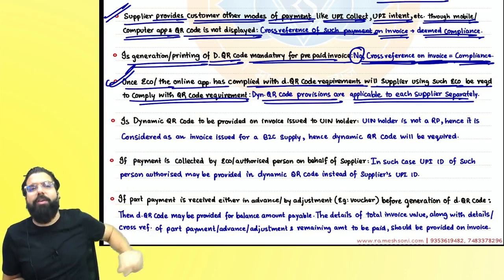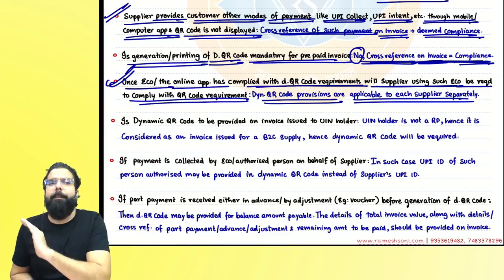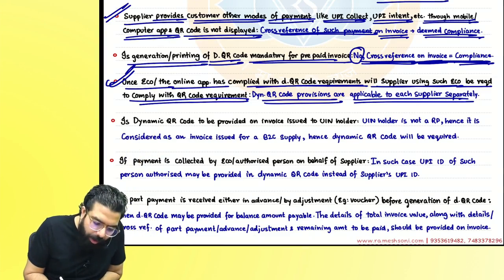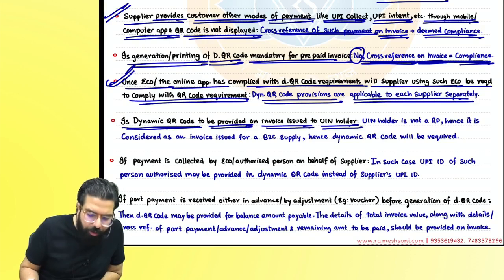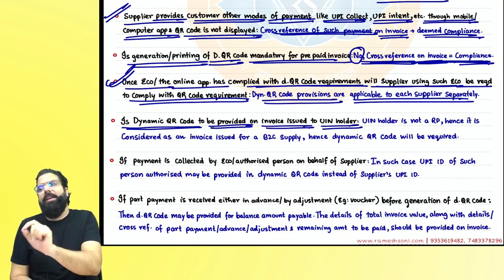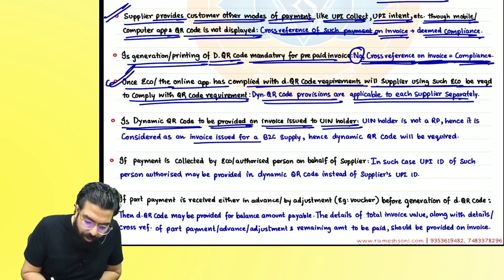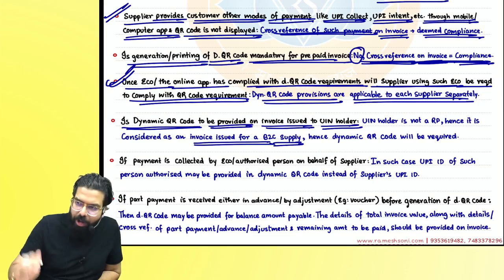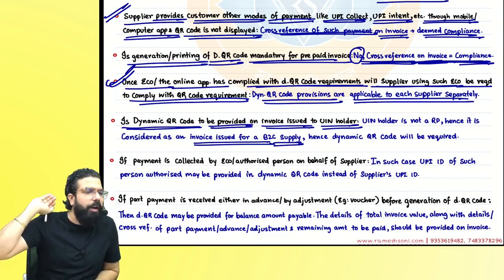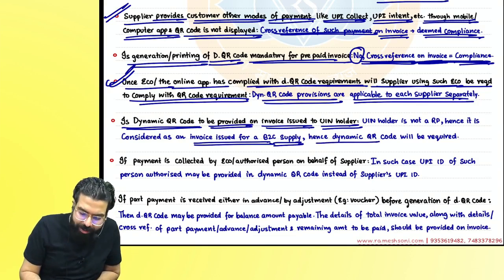You are going ahead and issuing an invoice, so you have to comply with the dynamic QR code requirement separately. Sir, is a dynamic QR code to be provided on an invoice issued to a UIN holder? But a UIN holder is not a registered person. Hence, an invoice issued to them is considered a B2C invoice, so whenever you are issuing an invoice to a UIN holder, a dynamic QR code will be required.